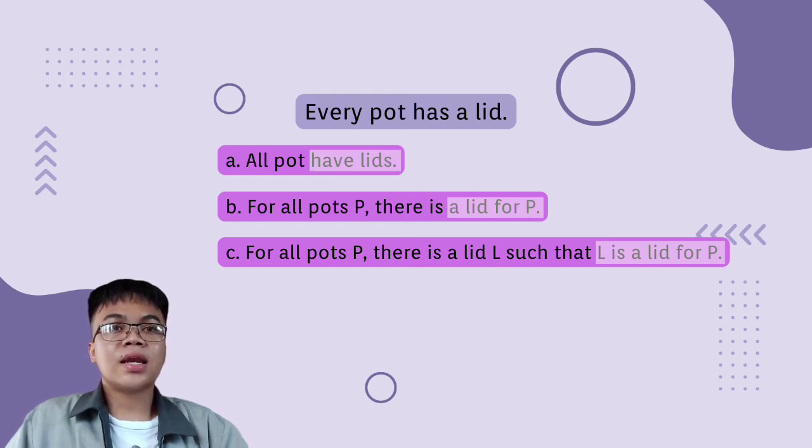Dito, nirepresent na natin or naglagay na tayo ng variable P na kung saan ay nagre-represent ng word na pots. C, for all pots P, there is a lid L such that L is a lid for P. Dito, hindi lang yung pots ang ating nilagyan ng variable, kundi pati yung lid, which is the variable L.